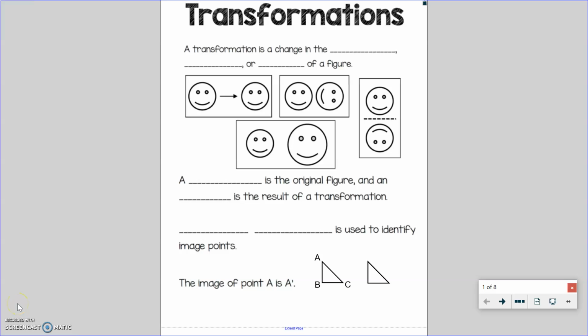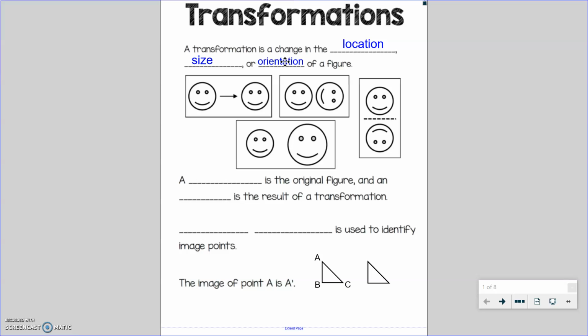Okay, so now we are going to be going over different types of transformations. A transformation is a change in the location, size, or orientation of a figure. So you'll be given a shape or a figure, and a transformation will either change where it is located on a coordinate plane, the size of the figure, or the orientation. So if it turns, rotates, or flips.